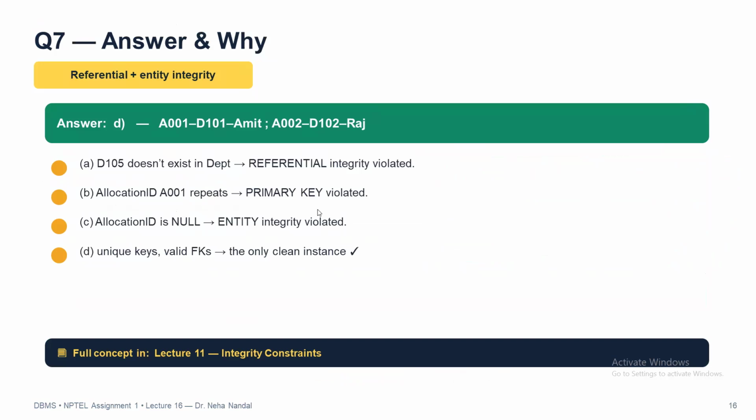Now see, here a primary key violation happened. A null entity integrity violation happened because a primary key cannot be null. You have to assign some allocation ID. I hope you got this.